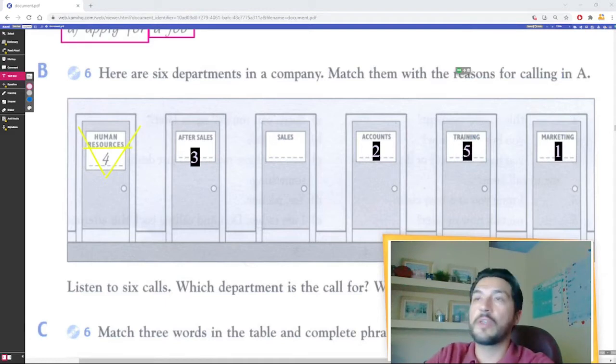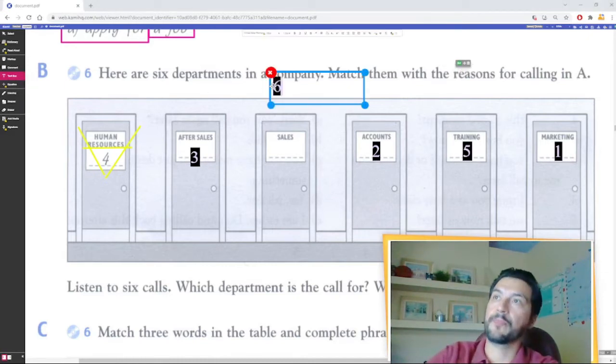English lessons. Cool. So that's training, right? Classes, lessons, training department. Let's listen to call number 6.